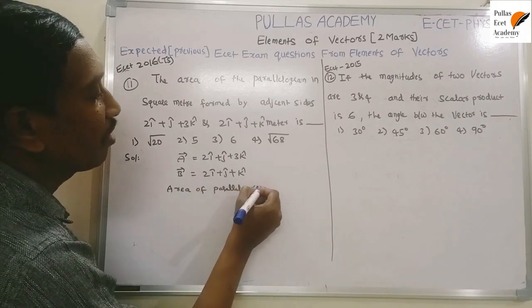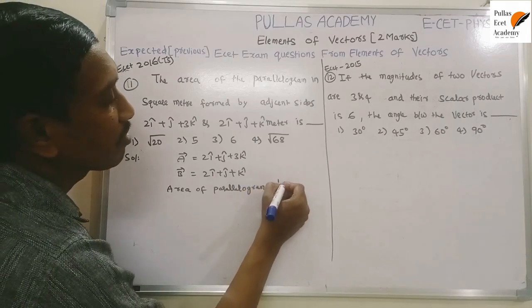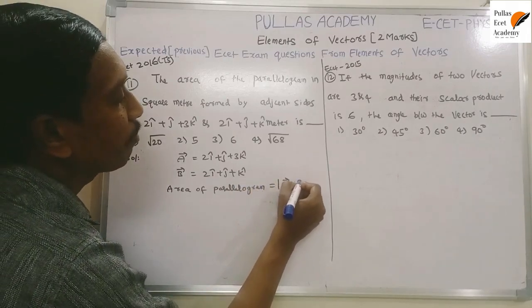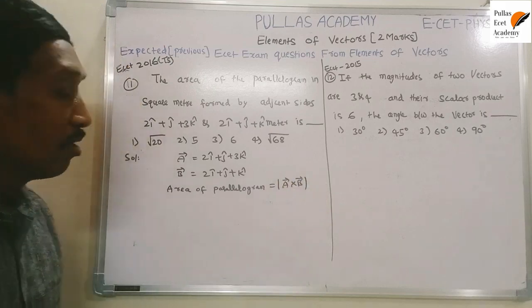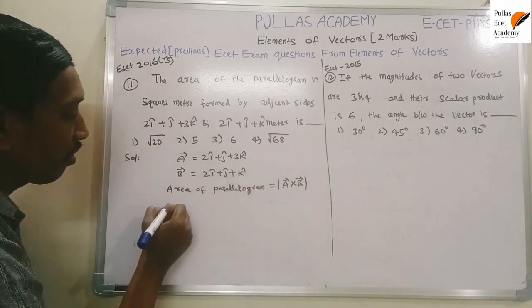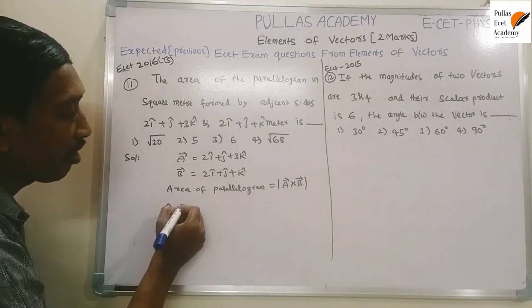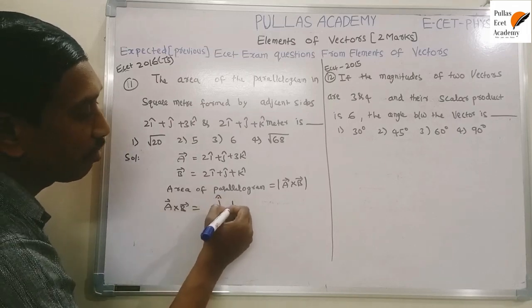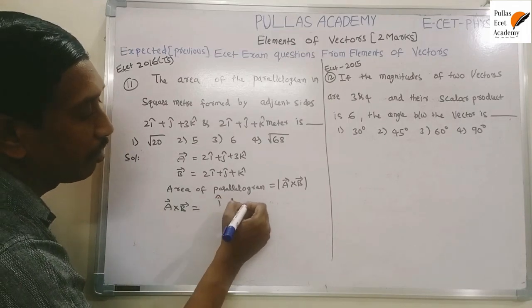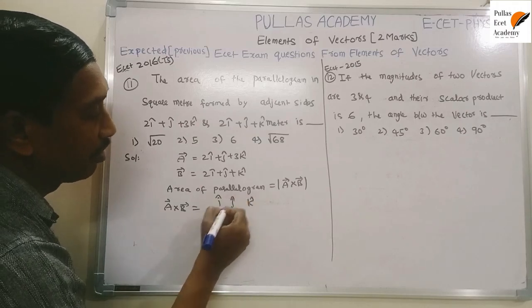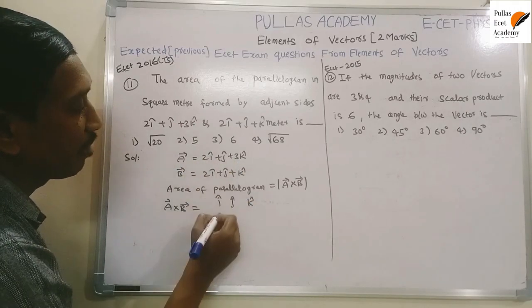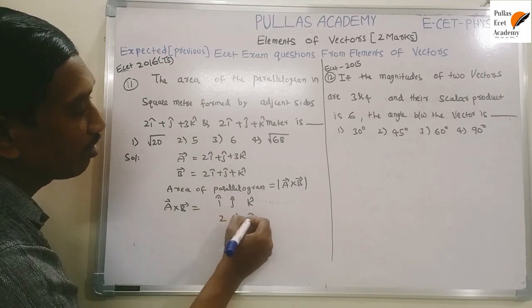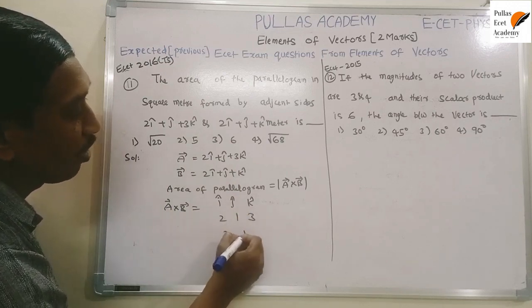What is the formula here? That is similar to modulus of a bar cross b bar. This is the formula. Now, how to find a bar cross b bar here? A bar cross b bar is equal to, according to the matrix determinant, i cap, j cap and k cap in the first column. Next write the components of a bar, that is 2, 1, 3. In the next column, 2, 1, 1.